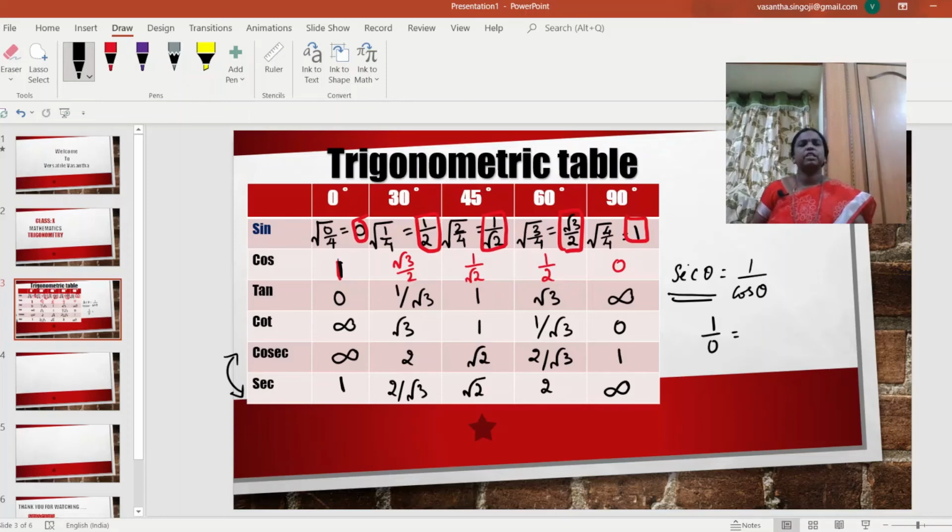So this completes our trigonometric table, the trigonometric table values, or whatever you call it. So without trying to memorize it, we can do it in an easy way. One thing you need to remember is that the sine value is nothing but under root 0 by 4, under root 1 by 4, under root 2 by 4.